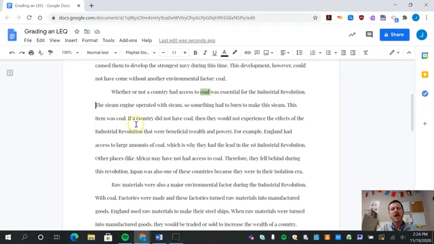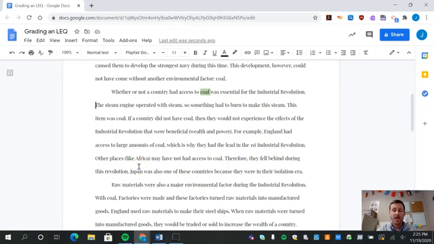My thought here is that, yeah, that may be true, but countries are actively trading with one another. They're trading natural resources. They could have just as easily bought coal from a particular place. Now, they may not have experienced it as strongly as a place like England did, but they probably still would have experienced it. Going on, for example, England had access to large amounts of coal, which is why they had the lead in the first Industrial Revolution, right? Coal, access to coal, directly leading to some sort of impact, especially linking it here to England. Other places like Africa may have not had access to coal. Therefore, they fell behind during this revolution.